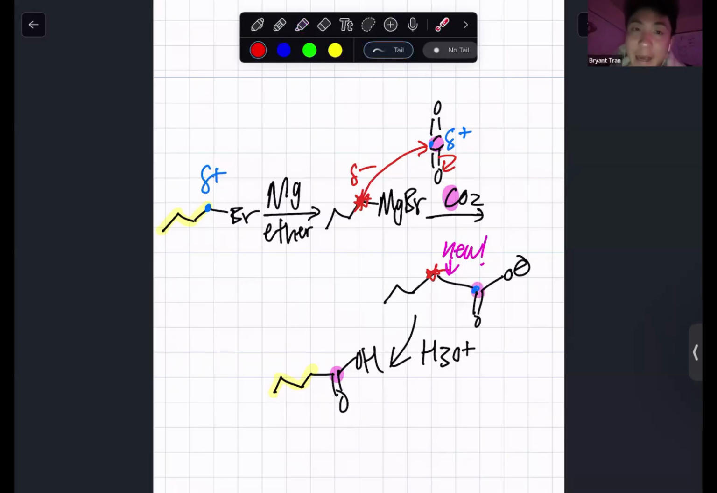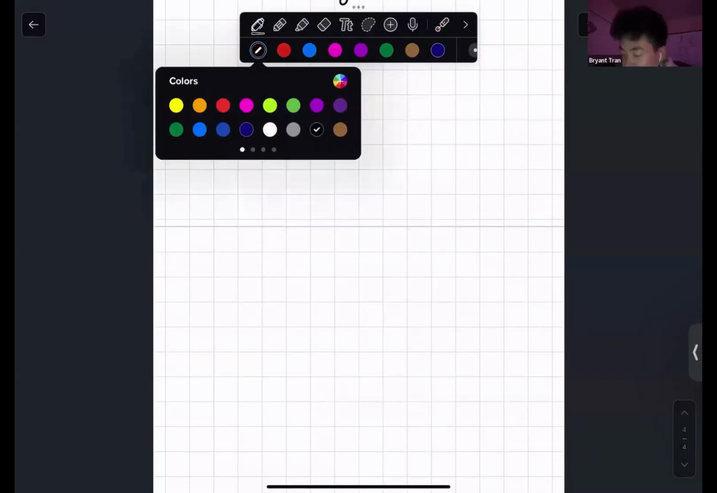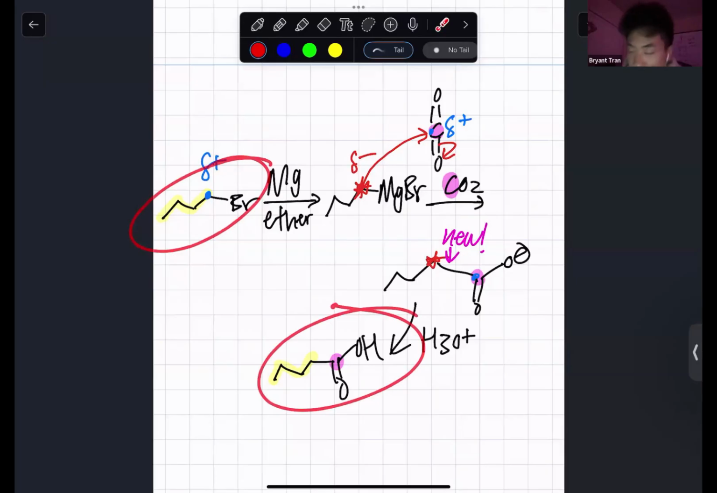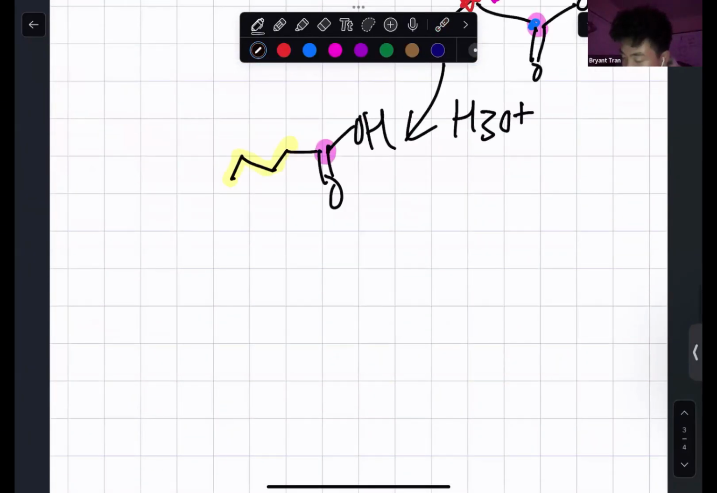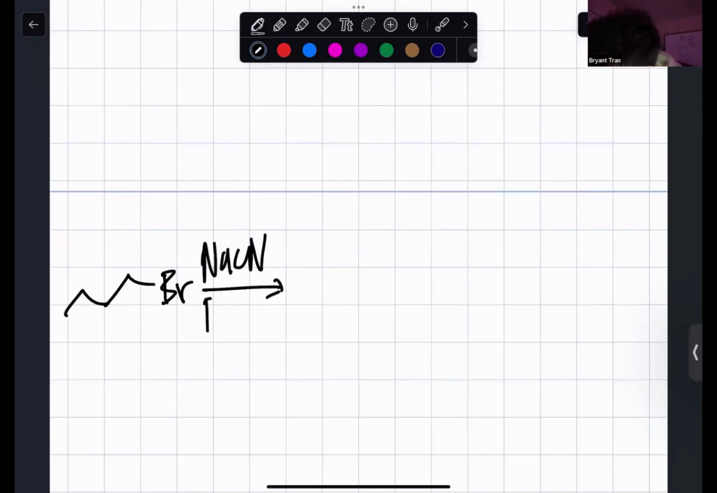So that's one way to add an extra carbon to the molecule, which would eventually become the carboxylic acid, like that, right? Another way to do the same thing, to get from this haloalkane into this new molecule with an extra carbon and carboxylic acid, is through hydrolysis of nitrile. So let's say we start with the same haloalkane, which is this right here, and we do NaCN, DMSO.